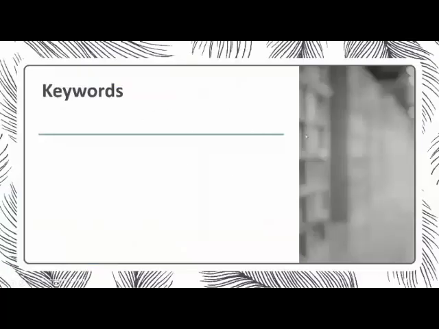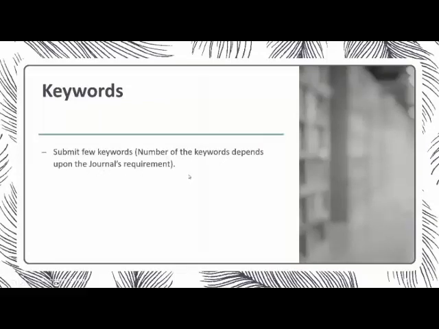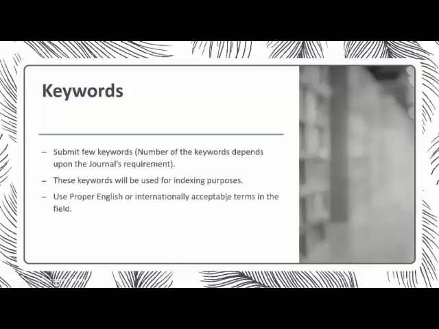Now the keywords of your article. Submit a few keywords. The number of keywords depends upon the journal's requirements. These keywords will be used for indexing purposes. Use proper English or internationally acceptable terms in the field. Only abbreviations firmly established in the field may be eligible.